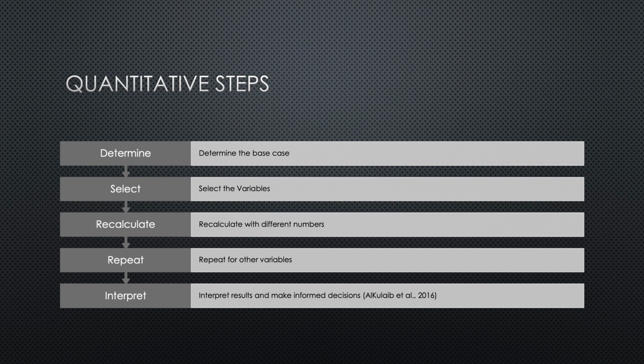The next step would be to select which variables to analyze. So you're going to pick one variable and adjust it while keeping all other variables constant, and this will give you different outcomes. You should do this adjusting the same variable with different numbers to see how that changes your outcome. Next is to do this for all other variables and to see how that also changes your results. Last but not least is to interpret these results and make your informed decision for the company.